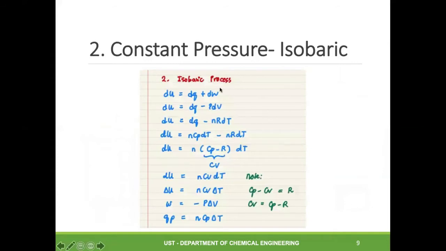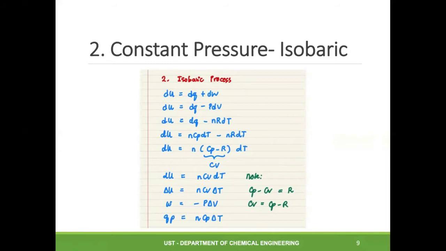Now, let us derive the equations that we will be using. Starting from the first law, dU is equal to dQ plus dW, where dW is represented by negative PdV. For example, consider an ideal gas of volume V1 and temperature T1 contained in a cylinder, exerting a pressure of P1. When the temperature is elevated to T2, what will happen to the volume?